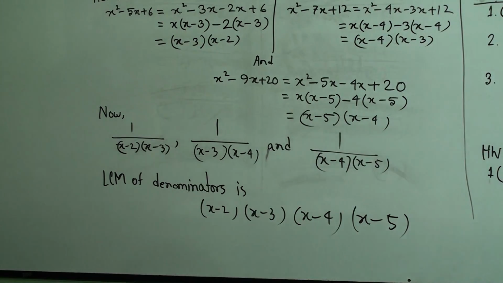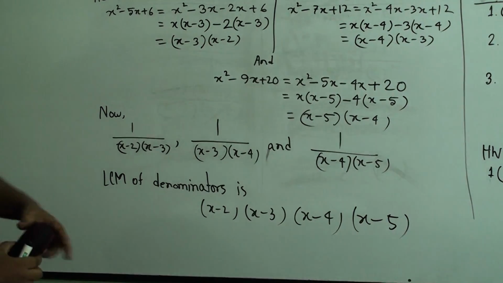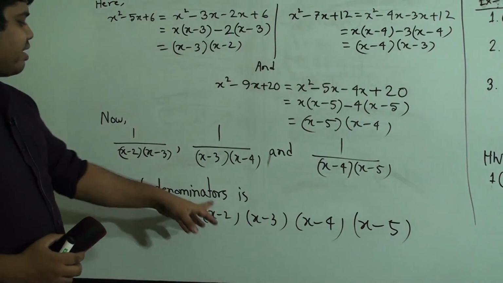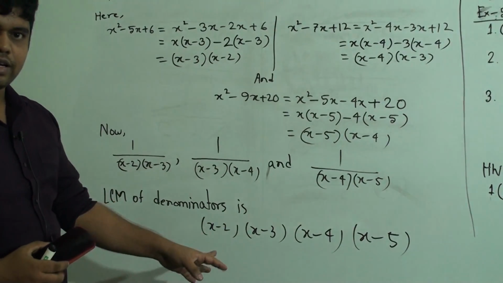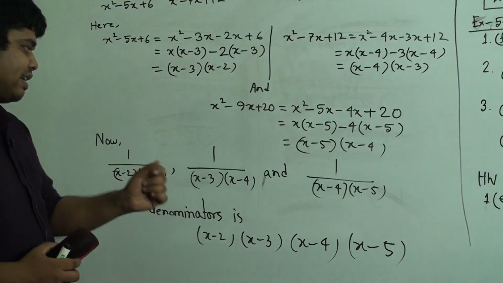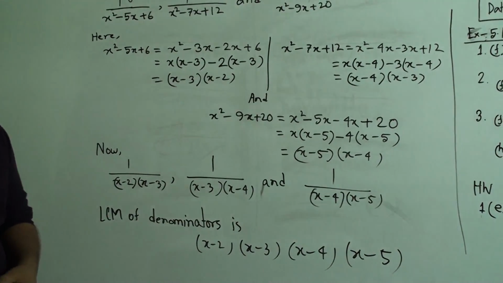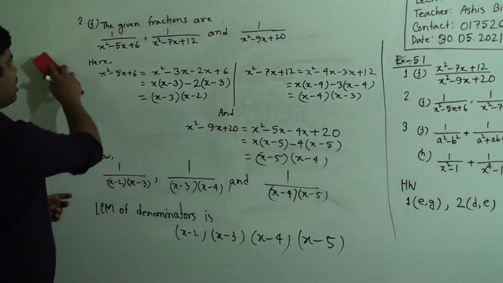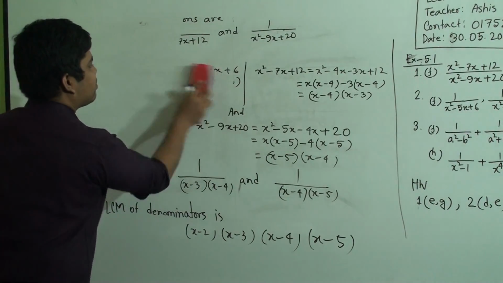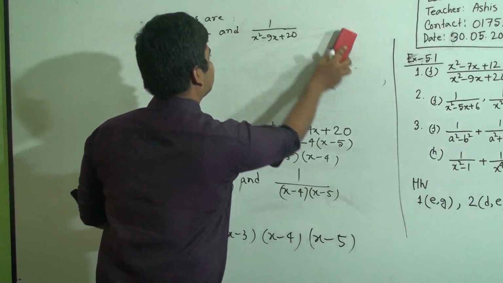Now we divide this LCM by the denominator of the fraction and we get a result. After that the result is multiplied with both numerator and denominator and we get the final result. So I erase this to solve the other part of this math.